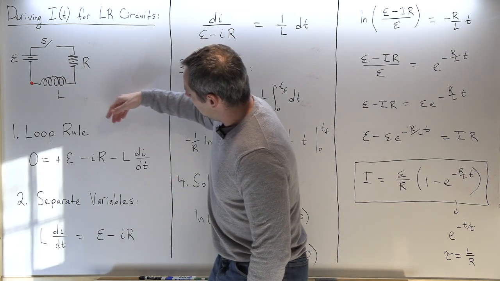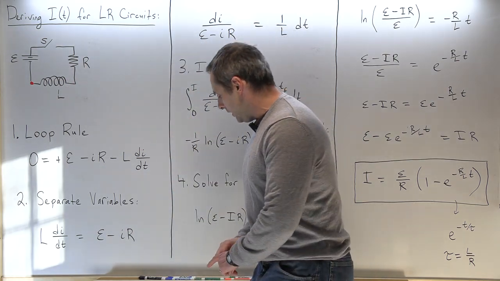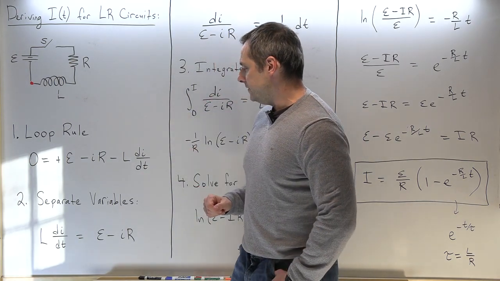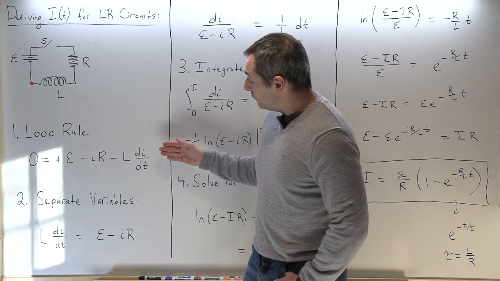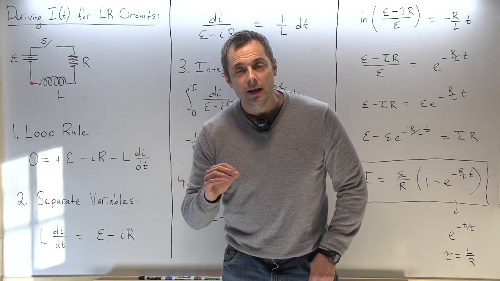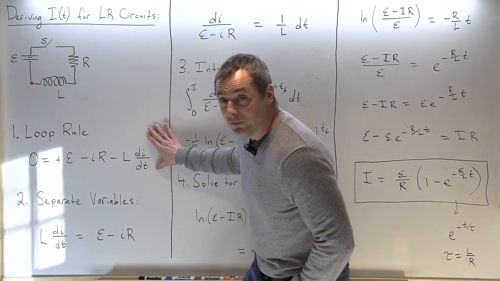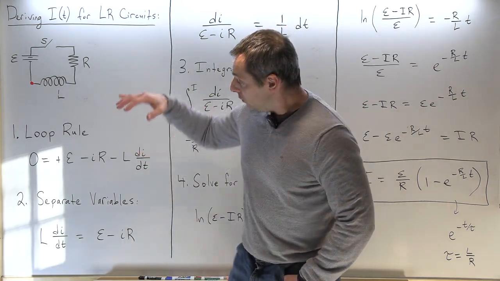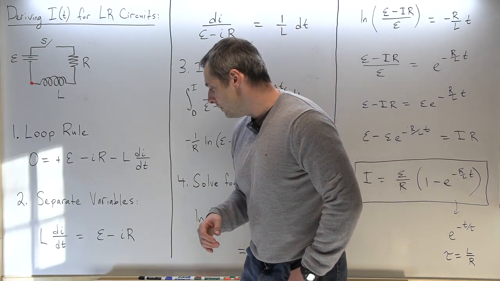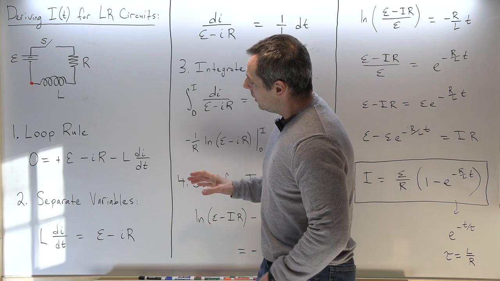And then we get to the inductor. As we learned in the last video, the voltage in an inductor is negative L di/dt. So we've made a differential equation. Again, that does not define current. It defines the derivative of the current. And we've got to now go through the rest of the way to find out what the original function current is. So we separate the variables.